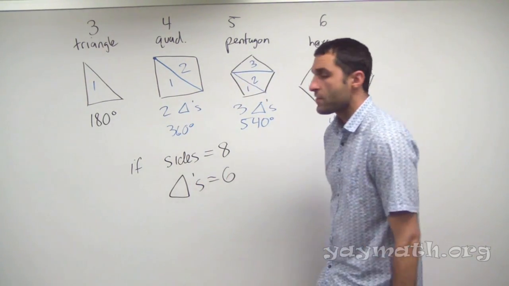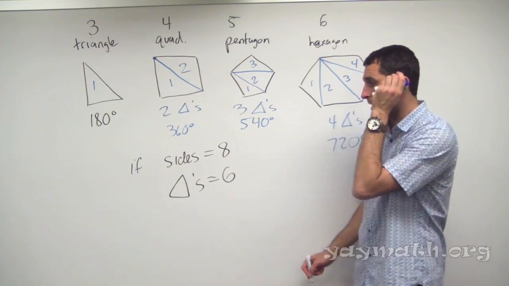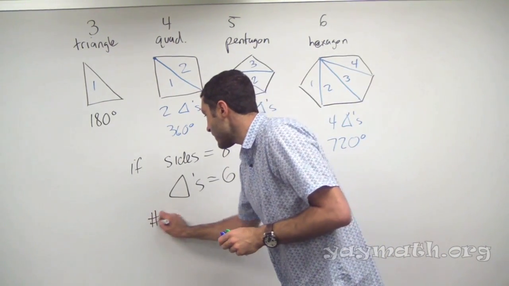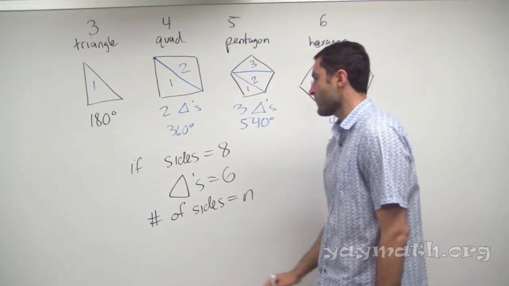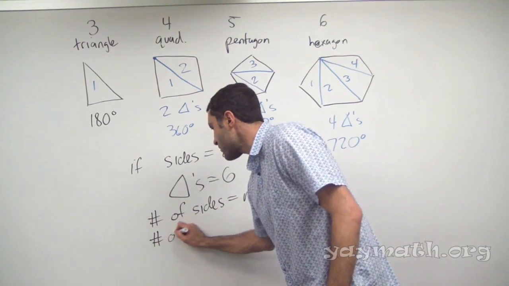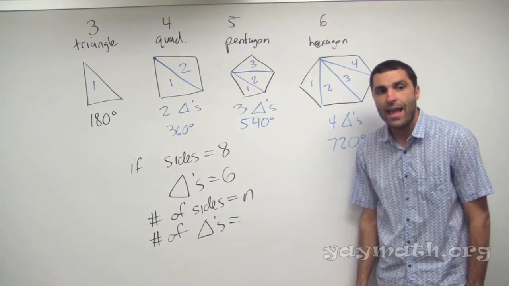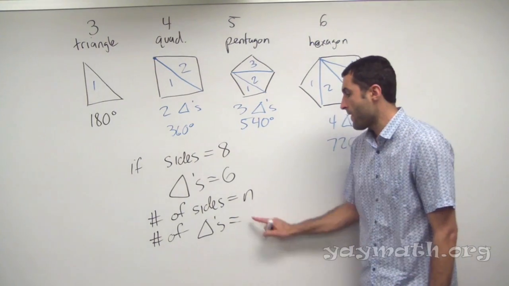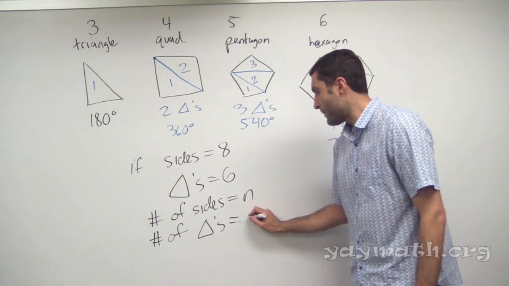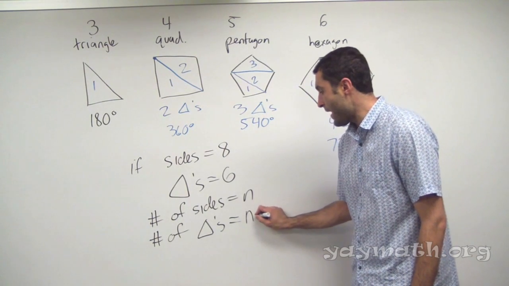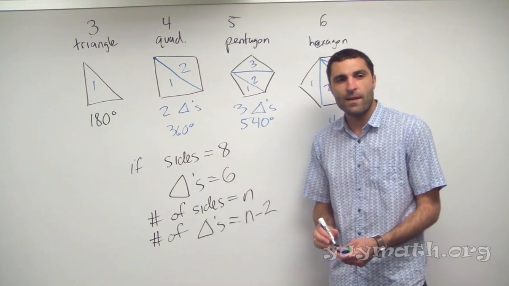That's right. Exactly. We're going to call n the number of sides. So the number of sides equals n. The number of triangles equals what? n minus 2. n minus 2.